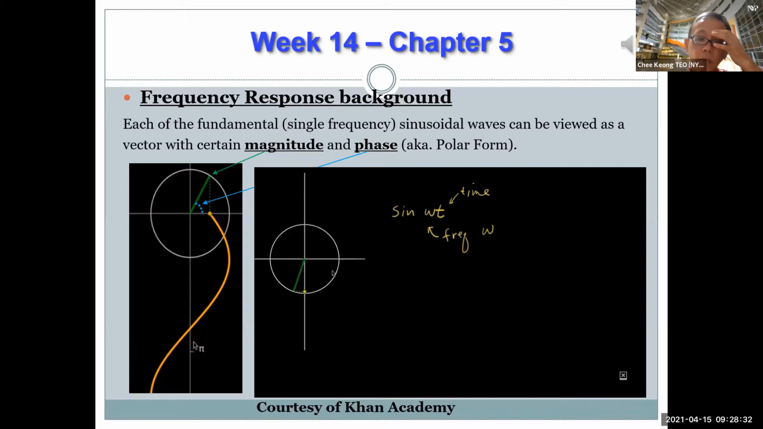As the vector goes around and around, you can see that the projection on the y-axis is bobbing up and down and up and down. And that's actually going up and down in a sine wave pattern. Now I'm going to switch to a new animation, and we'll see what that dot looks like as it goes up and down in time.